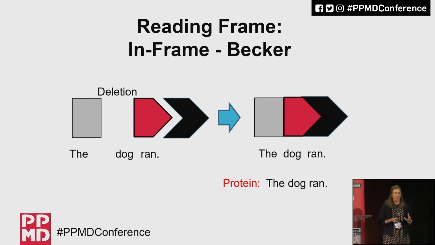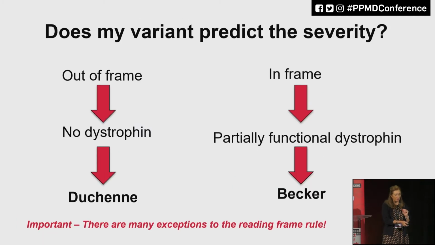So that's what happens with an in-frame deletion typically, and that's why we usually see individuals with Becker having in-frame changes, whereas those with Duchenne tend to have a more out-of-frame change, which results in no protein production.